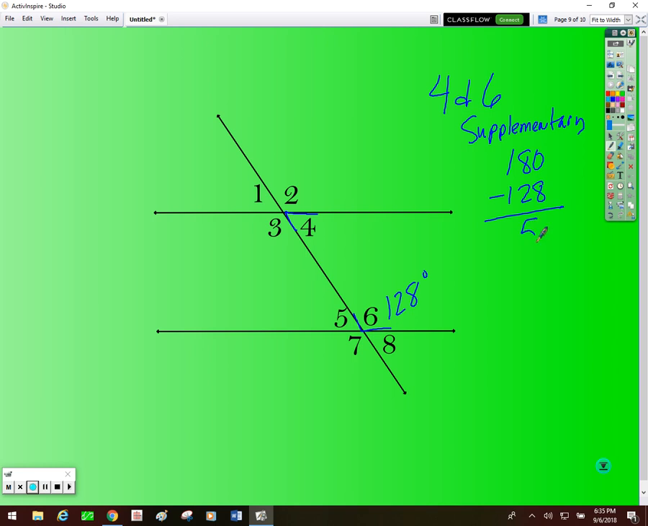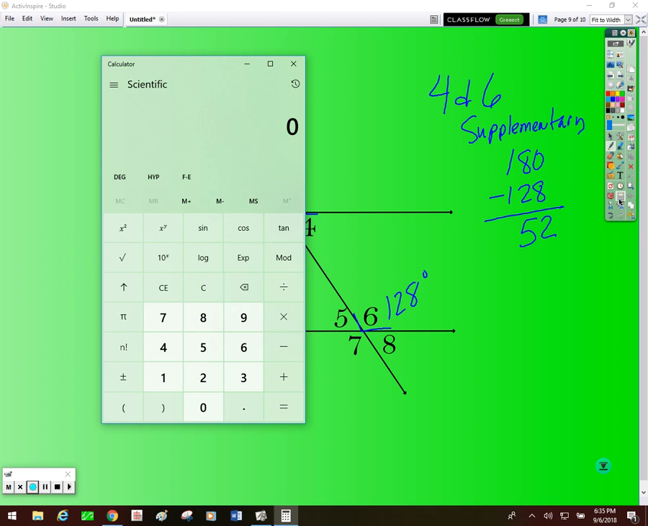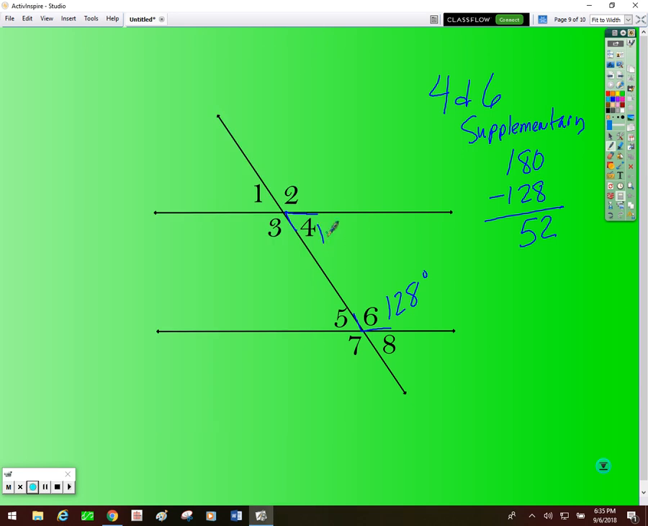Okay, and that should give me hopefully 52 degrees. Let me get my calculator just to be safe. 180 minus 128. 52 degrees. Okay, so that angle will be 52 degrees. All right, so identify your angle and then either subtract it or they're going to be the same measurement.